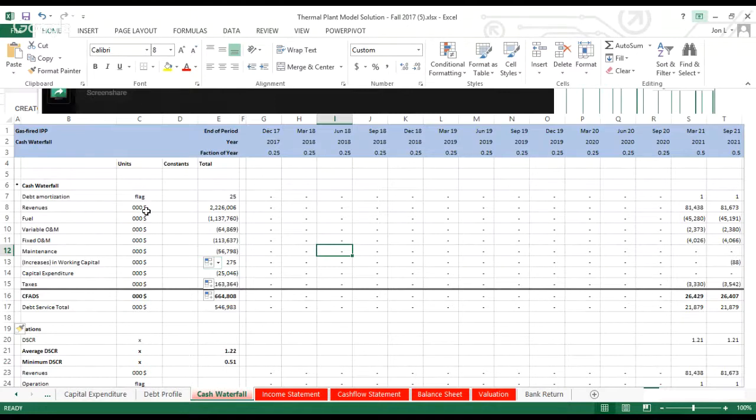Let's go through the cash flow statement. We start from net income, and then we add back all non-cash expenses. In our case, when you add back all non-cash expenses, it's just the depreciation.